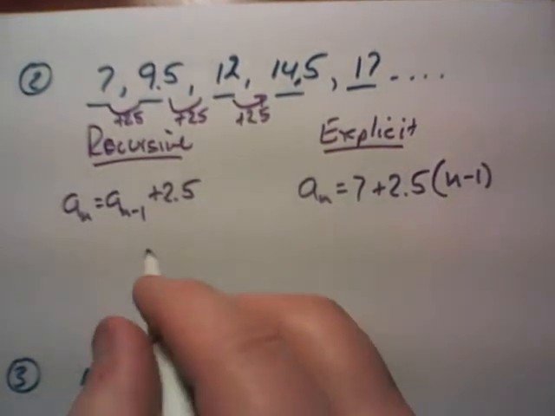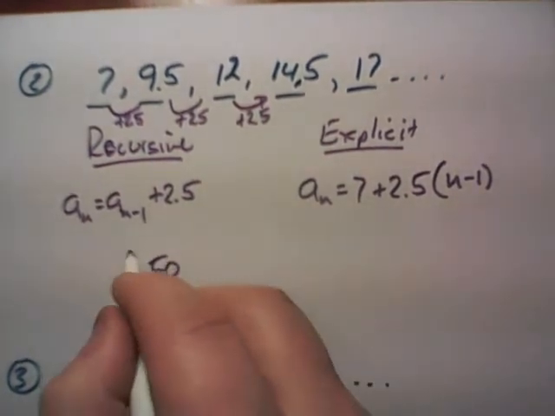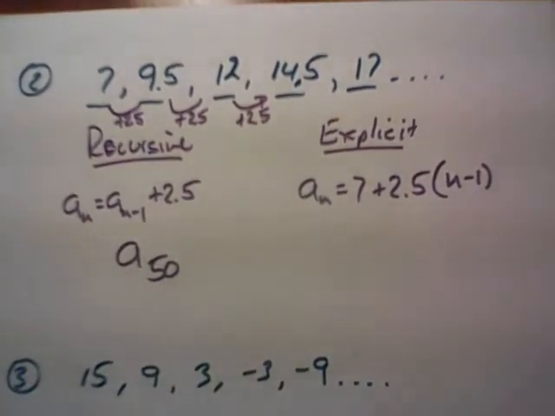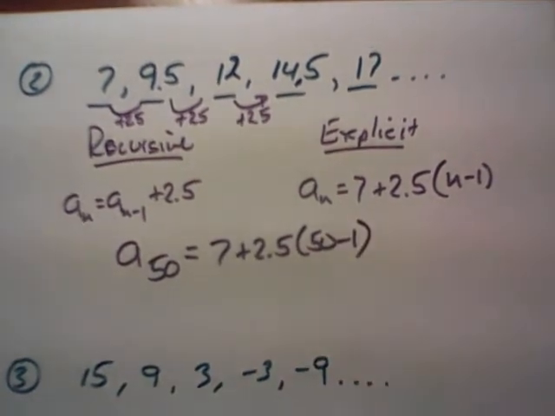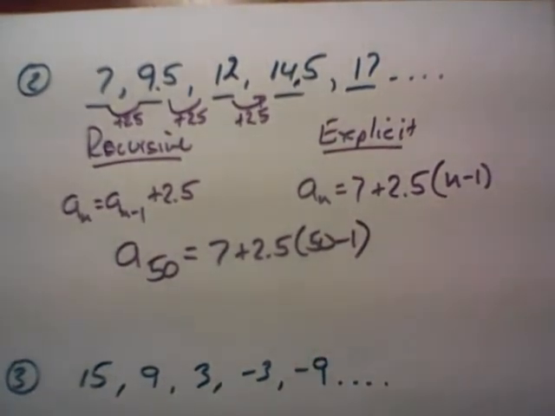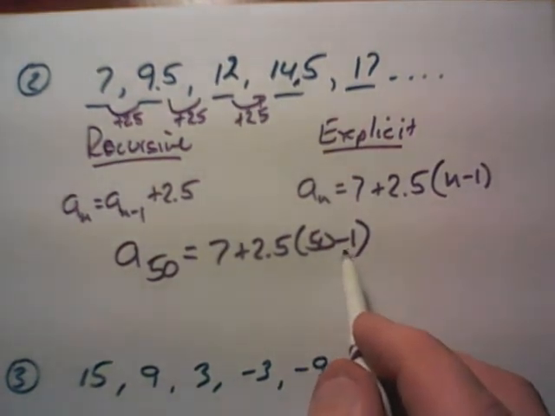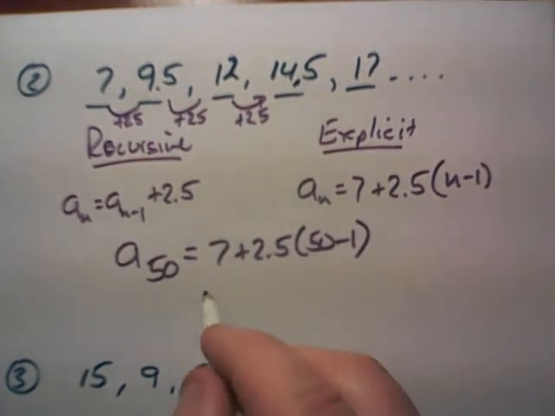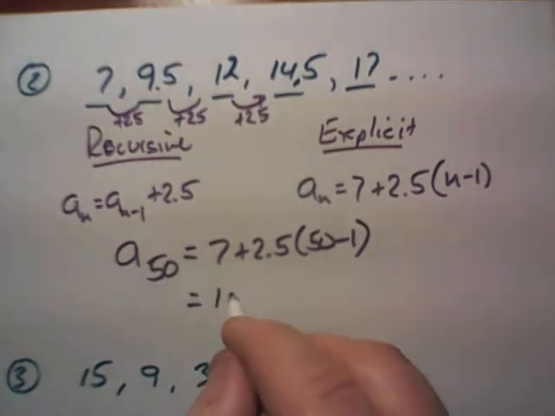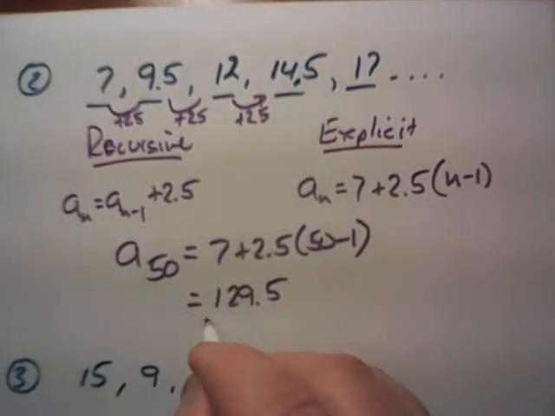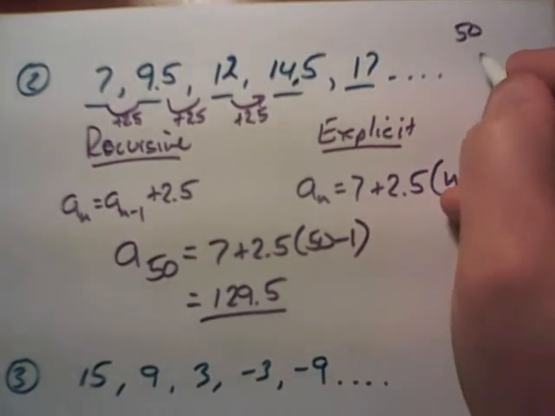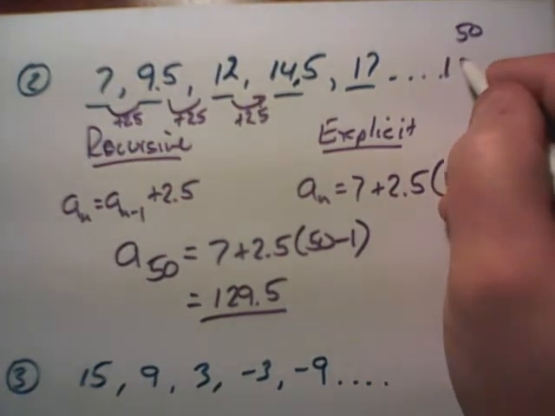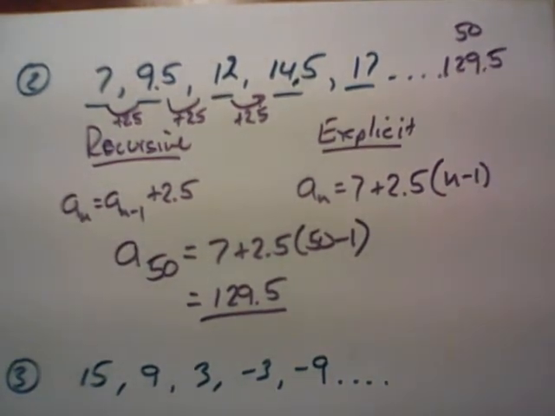And again, if we want to find the 50th term, we would find a sub 50. That means, can we figure out what the 50th term would be? It would simply be 7 plus 2.5, 50 minus 1 number of times. And 50 minus 1 is 49, times 2.5, plus 7. If I did my math right before we started this video, that is 129.5. So the 50th term here would be 129.5.